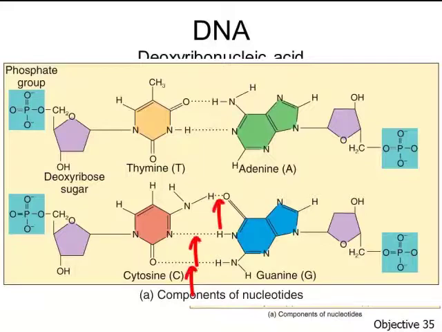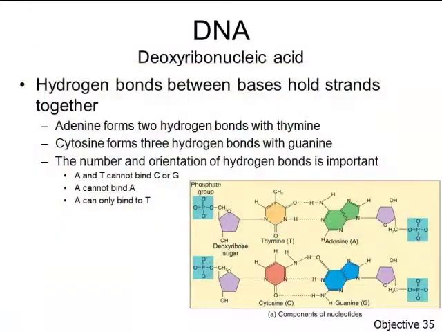Similarly, cytosine forms 3 hydrogen bonds with guanine. And it's these specific base pairing arrangements that give DNA its specificity and allow it to act as the genetic code. We'll see examples of that in Module 5, as I said.